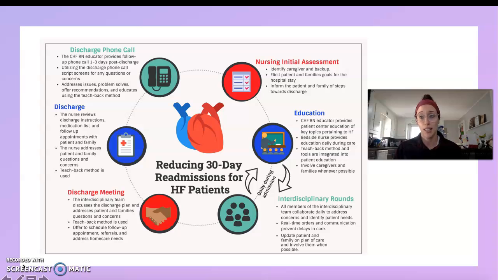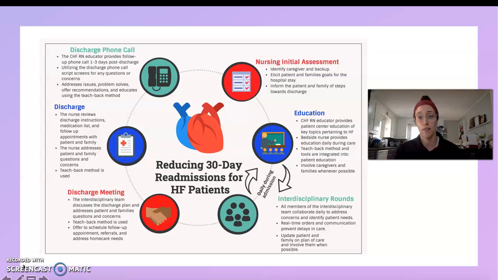This will occur daily while the patient is in the hospital, and the RN-CHF educator encourages caregivers and families to be there whenever possible. So if necessary, they can schedule an education session with the family that day or the day before to ensure that everybody is there getting the education that's going to be necessary for a safe discharge.